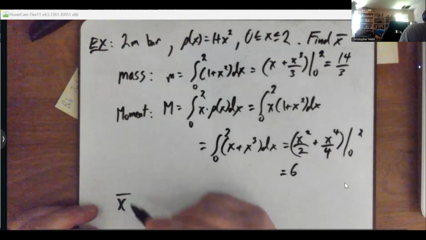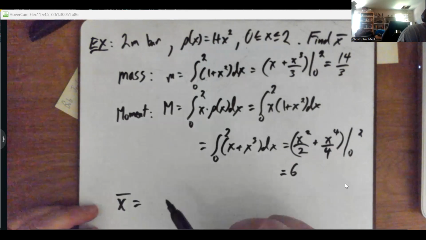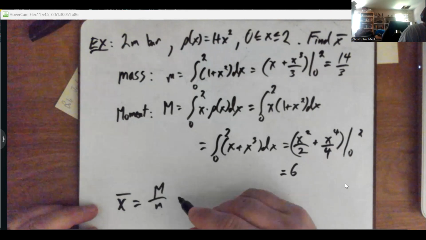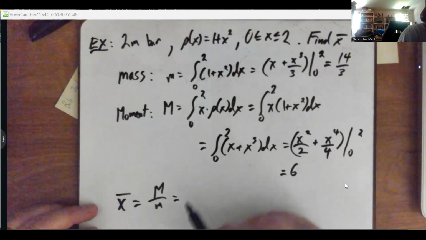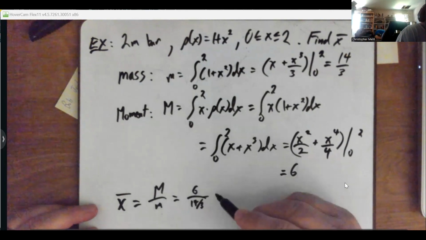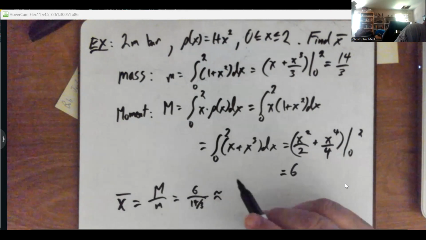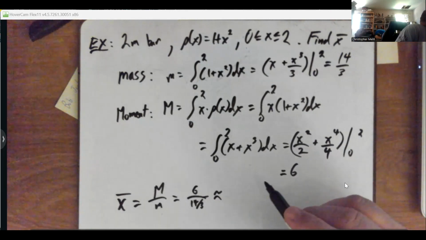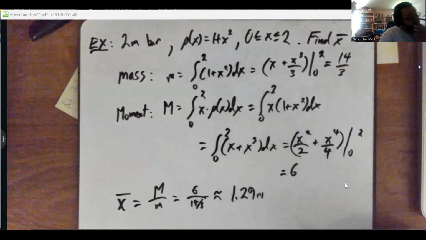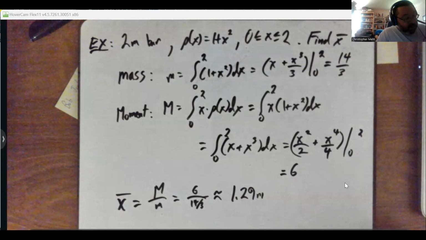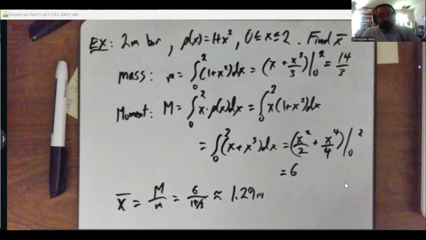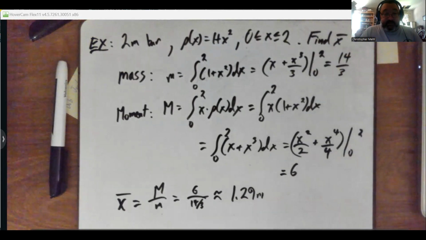And so x bar is going to be the total moment divided by the total mass. And so that's going to be 6 divided by 14/3. And so this is 1.29 meters. So at 1.29 meters along the bar is where the balance center point would be. Okay. All right. So that is center of mass.